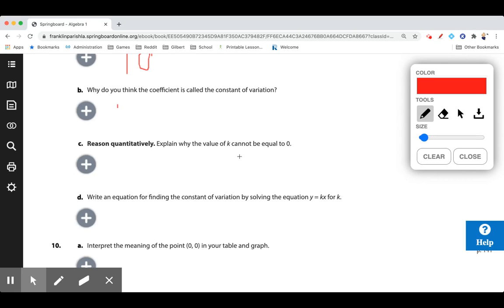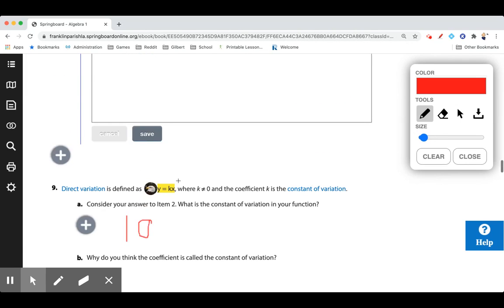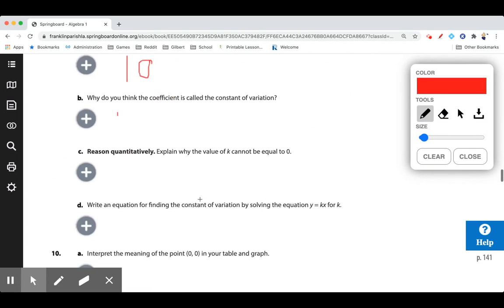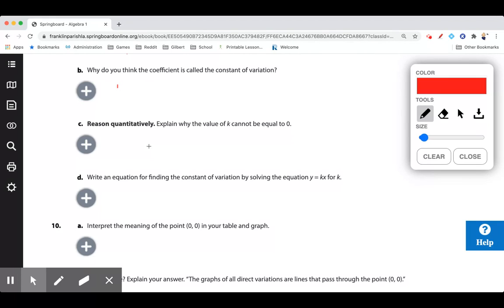Explain why the value of k cannot be equal to 0. Why did this one say as long as k is not equal to 0? Because multiplying 0 times anything gives you 0. It wouldn't vary. It wouldn't change. It would just be 0 for every value of x. And that's why k cannot be 0, because then there would be no direct variation. It wouldn't change. It wouldn't vary.